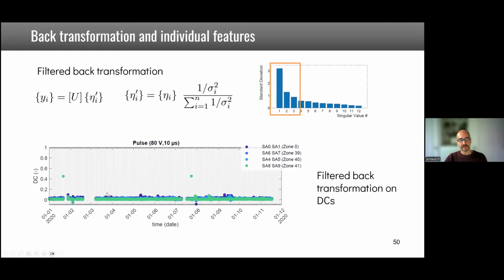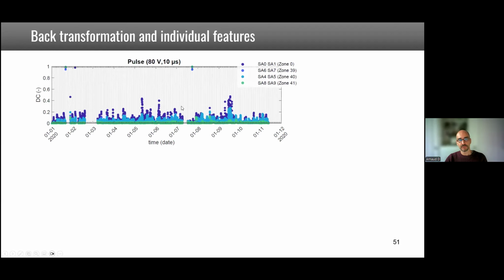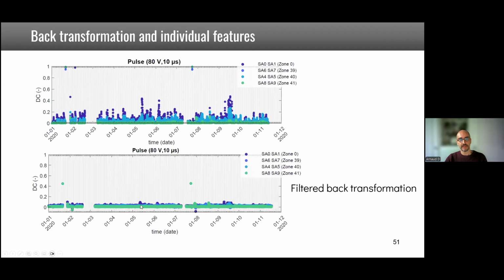You see that compared to what I had before, when I had DCs going up to 0.4, well, okay, I have two outliers here, but for the rest, everything now in all the zones is flat. And if it's flat, it means I can set thresholds on these individual values. This is what I had before, and now with my Swiss knife, this is what I get. You see, it's much better with the filtered back transformation.